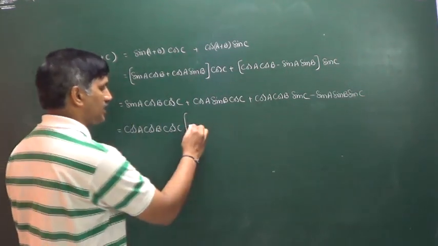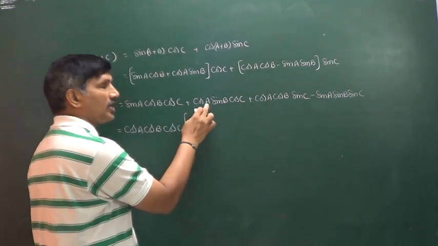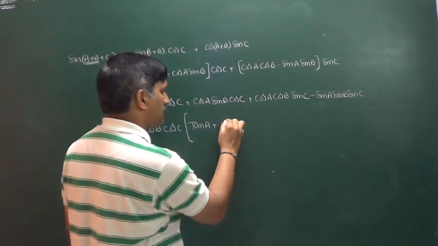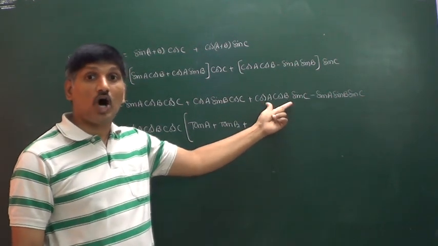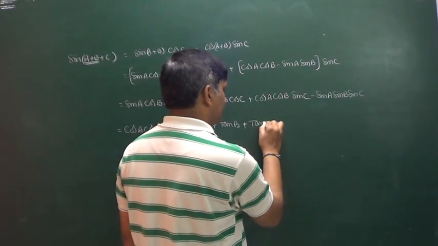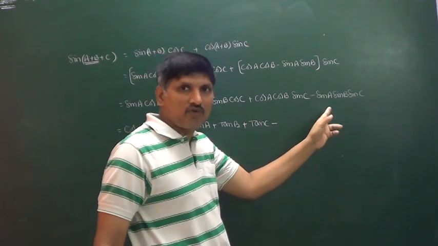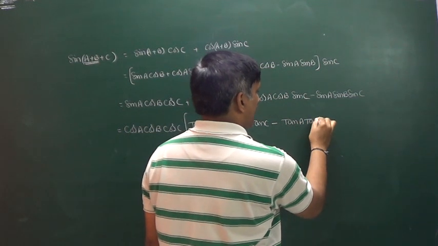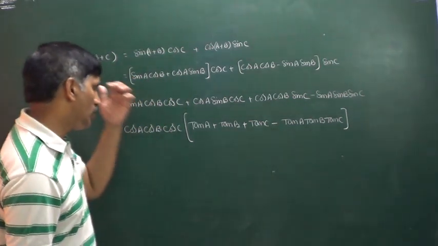Then we will get here tan A. Since cos A cos B cos C is taken common, sin B by cos B gives tan B. Here also we take cos A cos B cos C common, so sin C by cos C gives tan C. Minus, here cos A cos B cos C is taken common, and what remains is minus tan A into tan B into tan C.